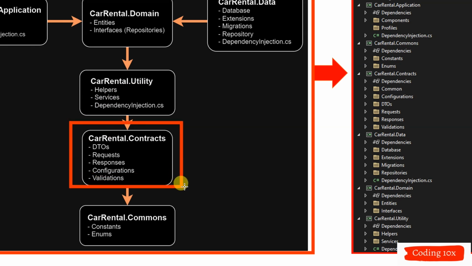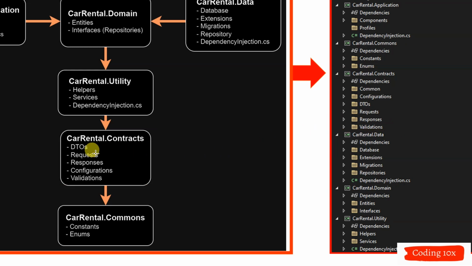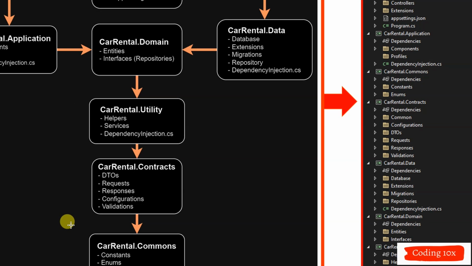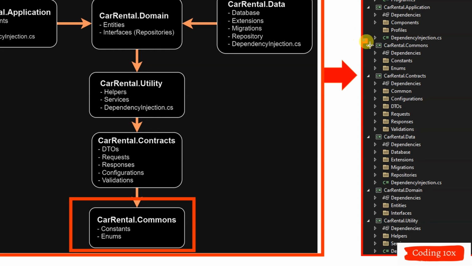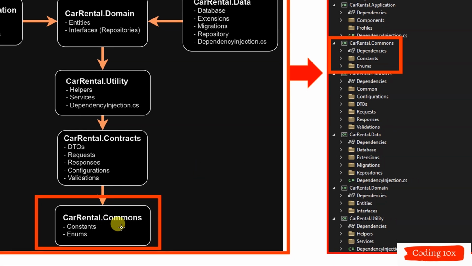The contracts layer includes DTOs, which are data transfer objects, API requests, API responses, and request validations. We'll be using Fluent API to handle these validations. This layer defines communication contracts between the API and the outside world. It has a dependency on the commons layer. Finally, we have the commons layer, which contains constants and enums that are shared across the application. This layer provides a centralized place for maintaining commonly used elements.